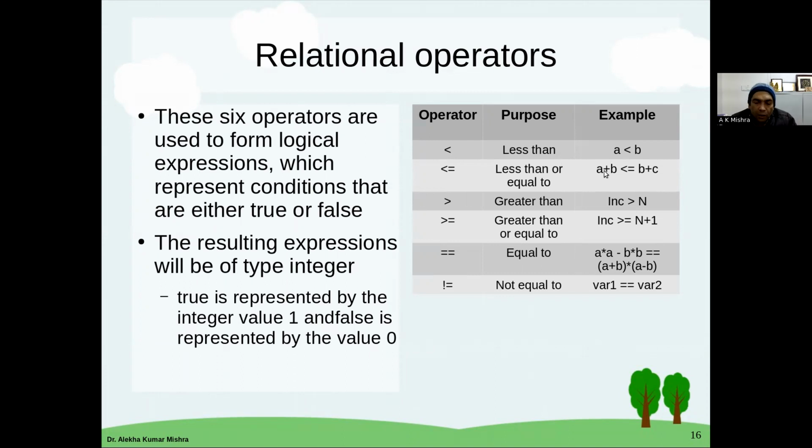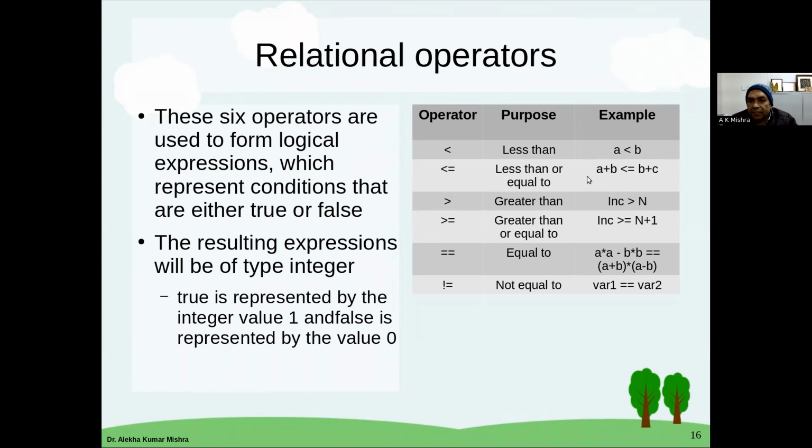So when we have an arithmetic expression on either side or both sides, first the arithmetic operations are evaluated, then the values are compared using these relational operators. For example, here a plus b less than equal to b plus c. First a plus b is evaluated, then b plus c is evaluated, then it's compared. Then the resulting true or false value is produced. So when you put this expression as a part of any other expression, depending upon its truth value, 0 or 1 will be assigned to that.